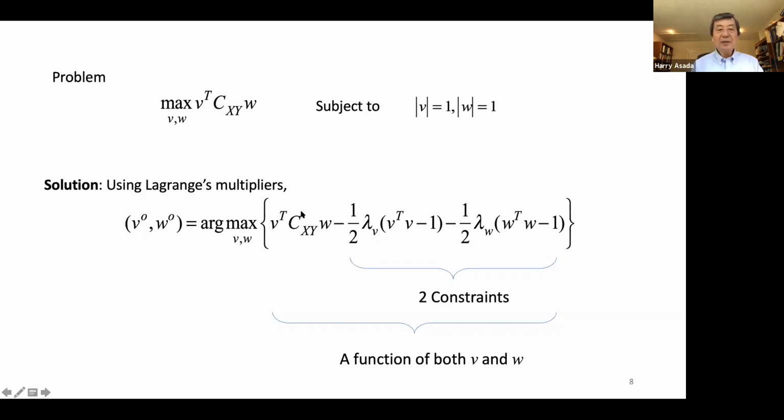Then we put it all together and create the new Lagrange function, and what we'd like to do is maximize this. Now, all constraint conditions have been incorporated into this, so we are ready to compute the maximum value of a function of both v and w. So there are actually two variables involved here.